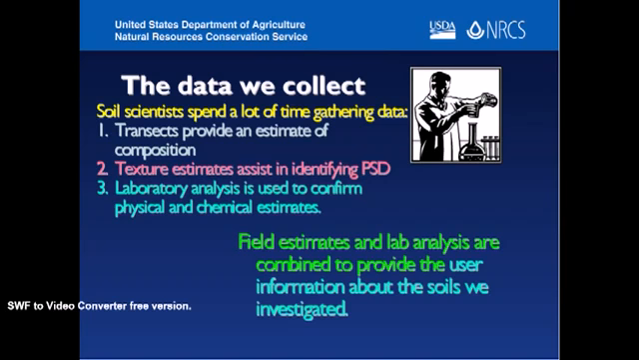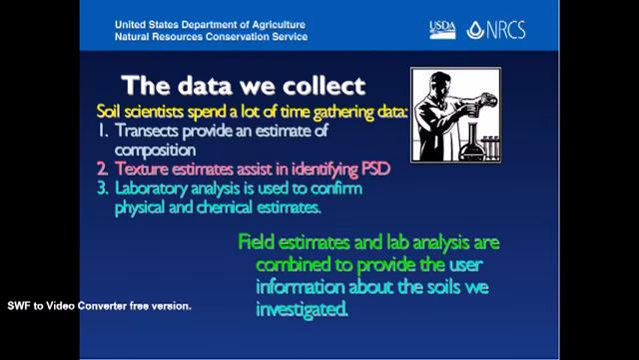Let's take a look at the data that we happen to collect as soil scientists. We spend a lot of time gathering this data. First of all, look at the transects. Our transects are designed to provide us an estimate of the composition of that particular map unit. Textures are also an estimate when we're out in the field and we're doing a hand texture. That gives us the ability to estimate what the particle size distribution is of that particular sample that we have in our hand at that time.